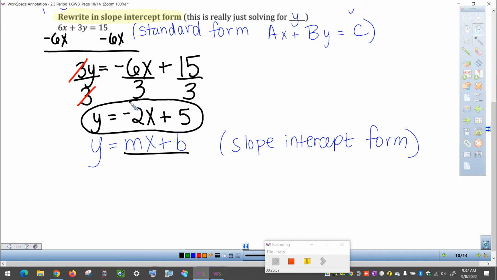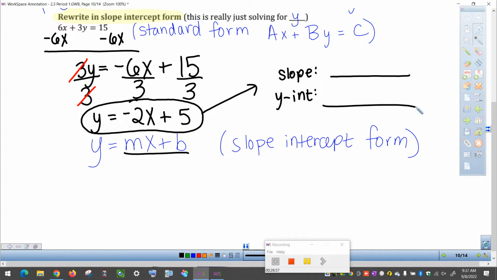Now, sometimes our numbers do not divide perfectly here. That's okay. If it doesn't divide perfectly, leave it as a fraction. Fractions are fine. Now a little extension on this one. Off to the side here, I want you to fill in and identify what is the slope and what is the y-intercept. So go ahead and fill in those two blanks.